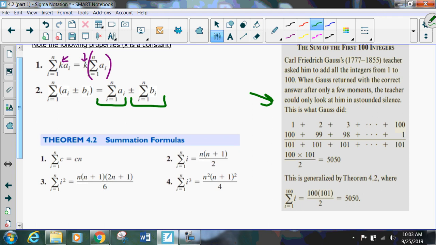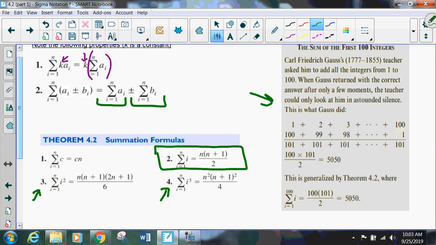And so basically, this makes sense, right? The summation of c, if c is a constant, right? c stands for that constant, would be c times n. What I want to focus on right here, this one we're going to build off of to remember this and this.